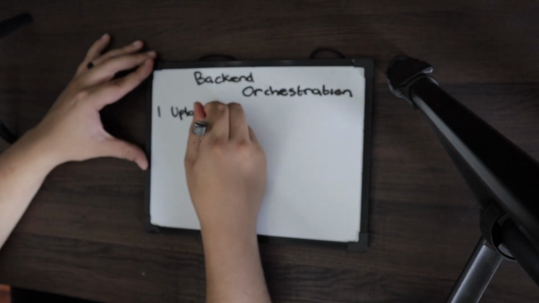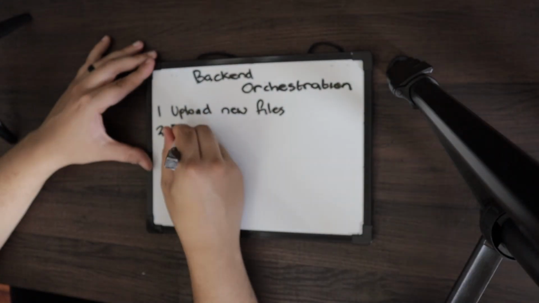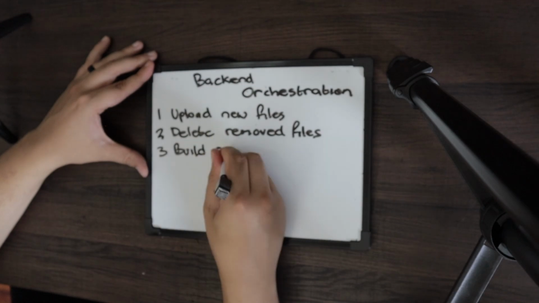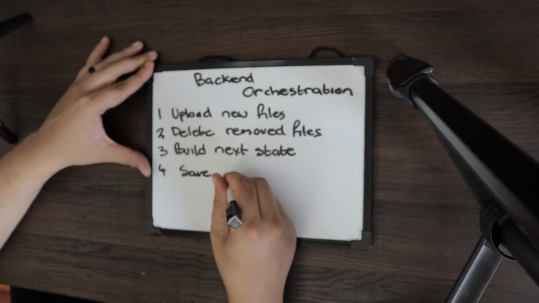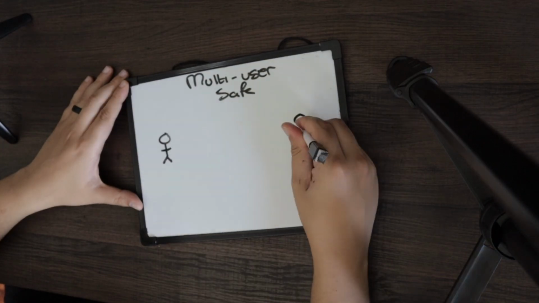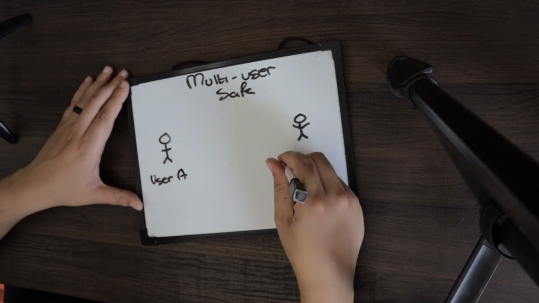It is first going to upload any new files that need to be uploaded. It is then going to delete any files that have been in the deleted files category. It is then going to compile a fresh new state of the profile, and it is then going to save everything like that. It's going to be one simple save. Easy, debuggable, and readable. This matters even more when a company has multiple users modifying the same profile.